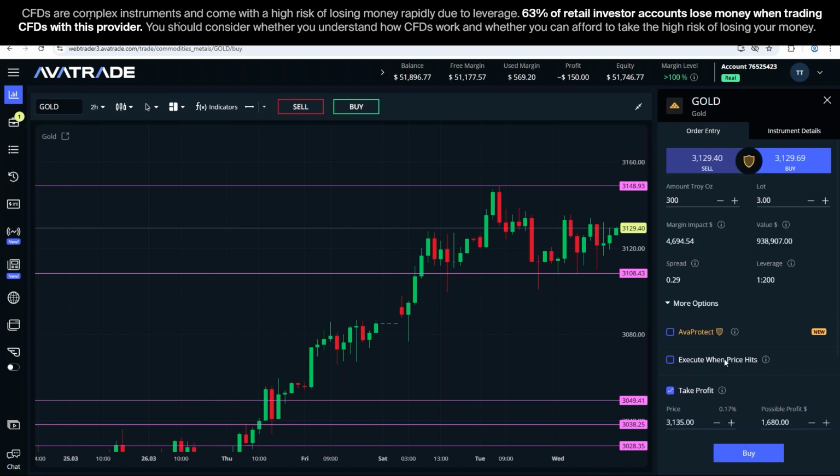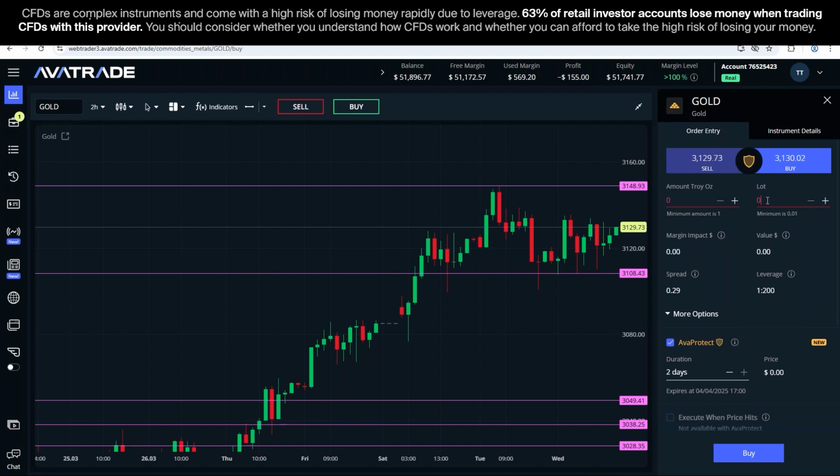Let's say you want to buy, but you don't like the entry point. You don't want to have to put your stop loss so far away. So maybe you use something like AvaProtect and you say, okay, maybe it pulls down before it goes up. I don't know. I'm going to give it 1 day or 2 days protection. I'll lower the size of the trade.